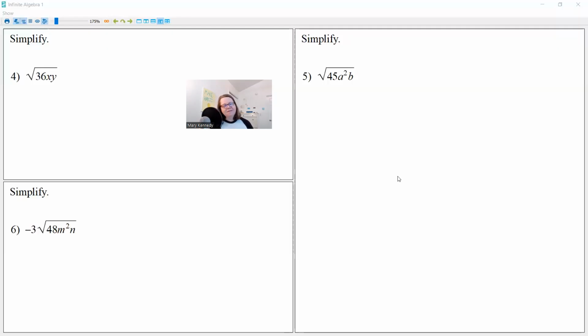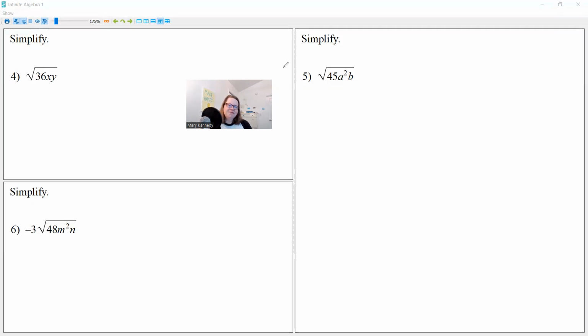All right, so here we have some radicals where we're finding square roots, we're simplifying, and we also have letters in them. We have variables, right? It's not just numbers anymore. So let's take a look at the process for this. So square root of 36xy.